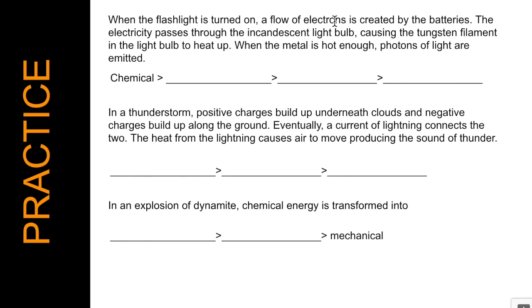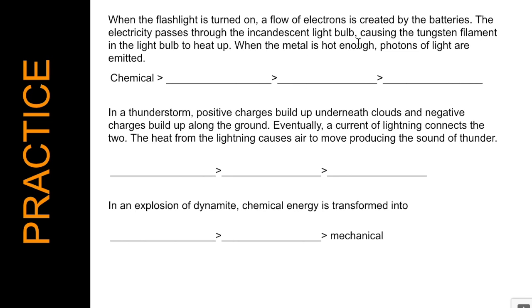Because when the flashlight turns on, the flow of electrons is created from the battery. So the battery, before it's turned on, is chemical energy. When turned on, it's going to allow the electrons to flow. So we've gone from chemical to electrical energy. It's going to pass through the incandescent light bulb, causing the tungsten filament to heat up. So we're going from electrical energy to thermal energy because it's heating up that tungsten filament.